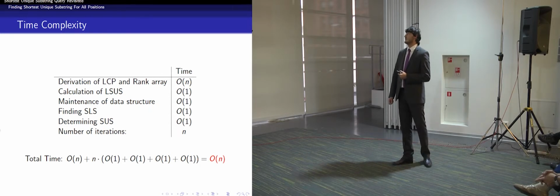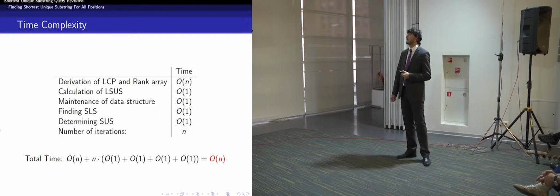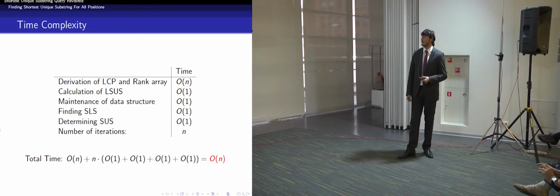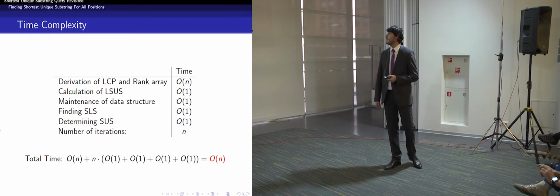Finding the candidate is just looking at the head node, so it's constant time. Determining SUS is just integer comparison. We have to do it n times. So in total, it will be linear time.